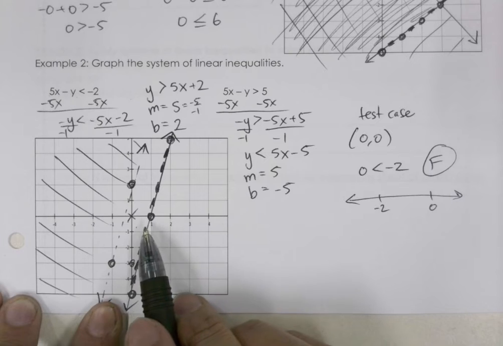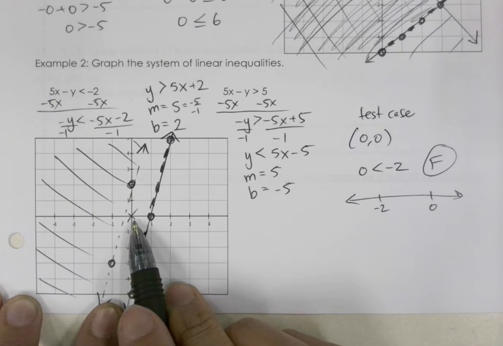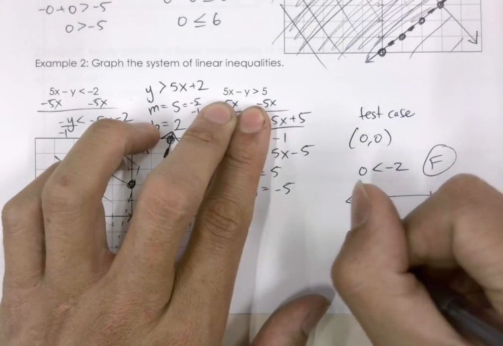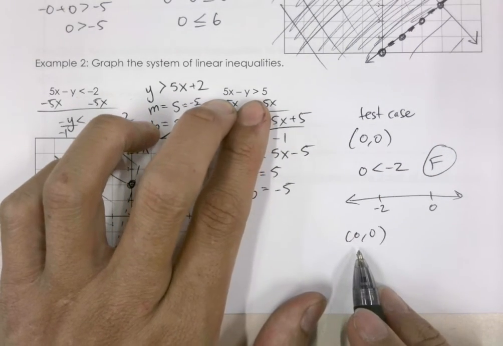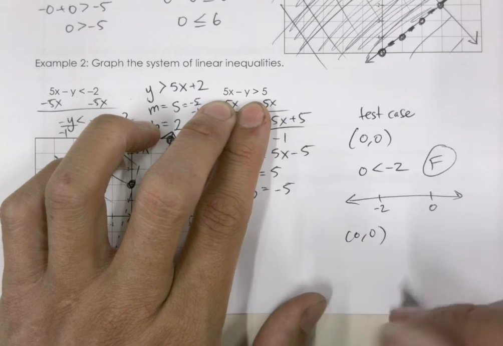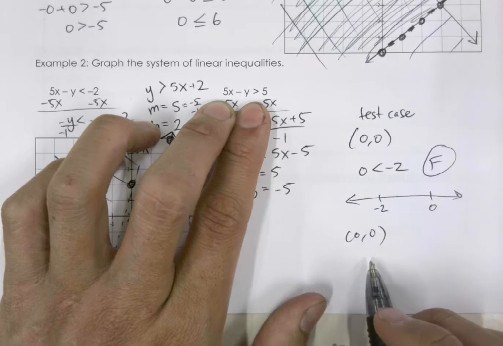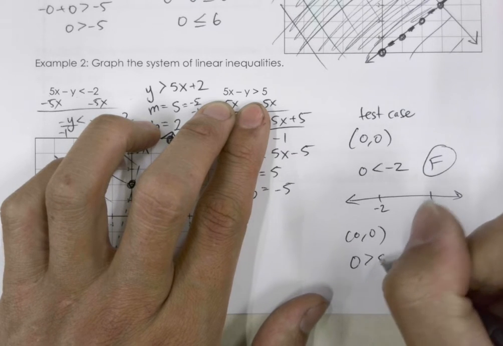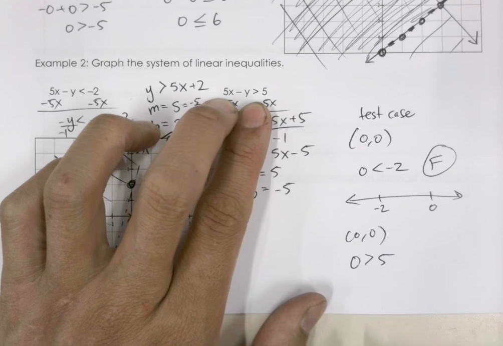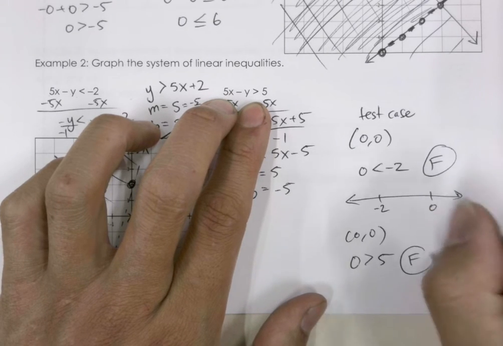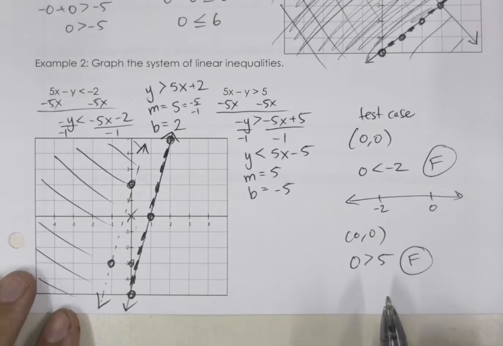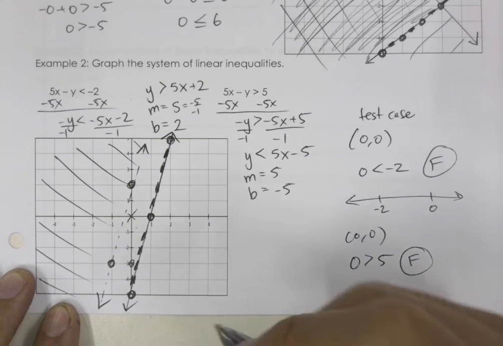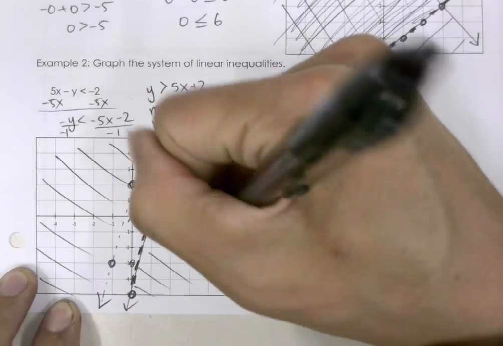Now let's use the same test point of 0, 0 and plug that into this inequality. 5 times 0 is 0, minus 0, because we're substituting 0 for x and 0 for y. We get 0 is greater than 5. Is this a true or a false statement? This is false, 0 is not greater than 5. So we are going to shade the area that does not include the test point, namely this side over here.